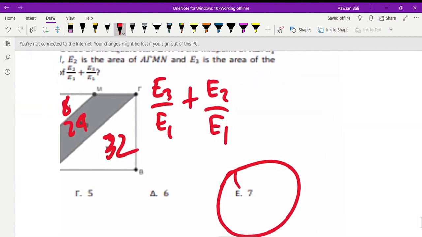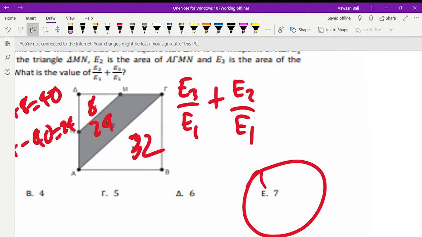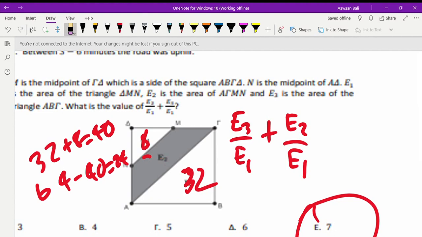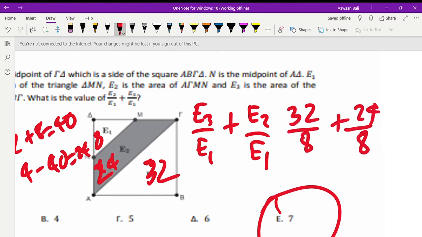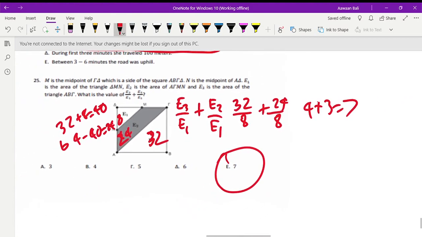Now we have. Wait, I don't see them. 24. 8, yes, okay. So that means it's basically asking 32 upon 8 plus 24 upon 8. 24 divided by 8 is 3. 32 divided by 8 is 4. 4 plus 3 is 7. So therefore your answer is eta 7.